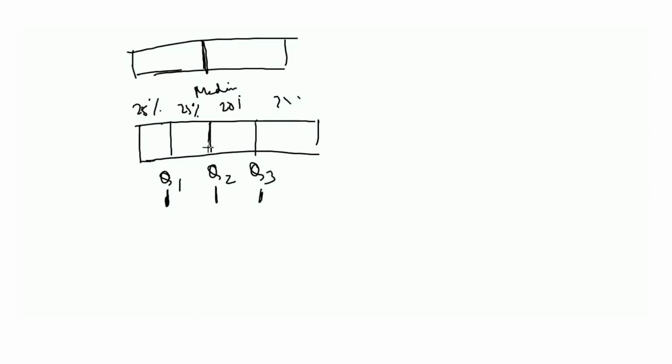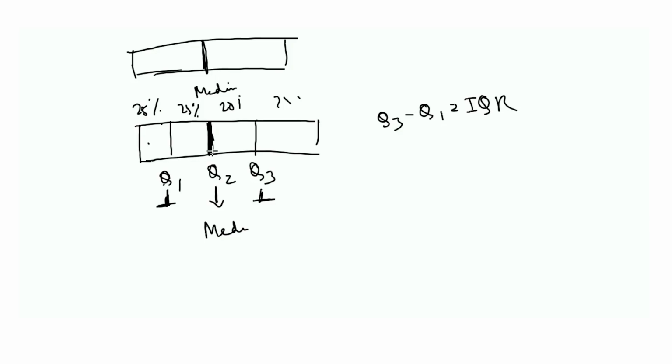Now obviously you can realize that this value is the one that separates 50% and 50%. So your second quartile is nothing but your median. And then you have Q1 and Q3. Q1 is your first quartile, Q3 is your third quartile, and the difference between them is the IQR, the interquartile range.